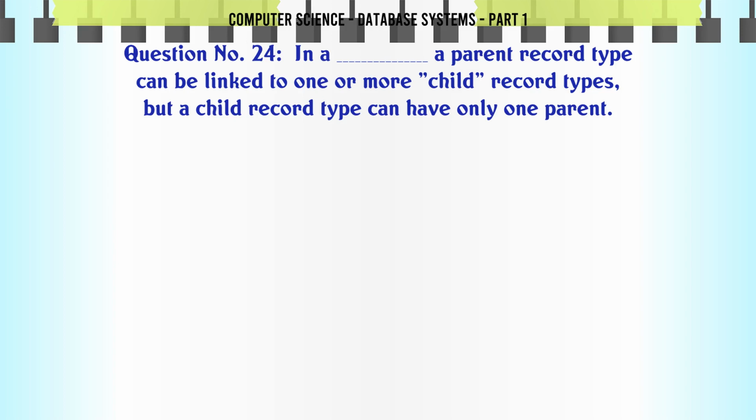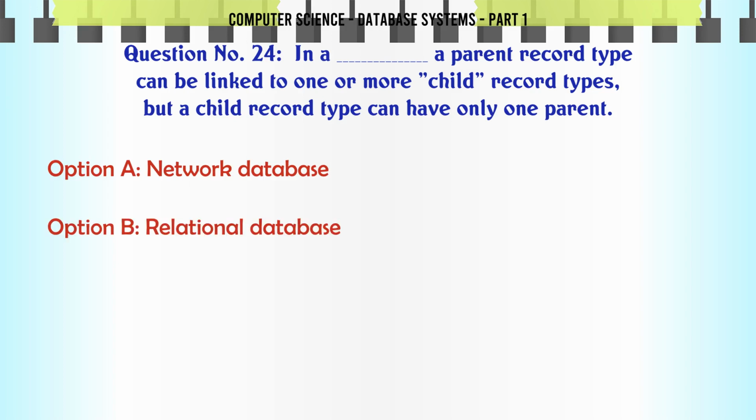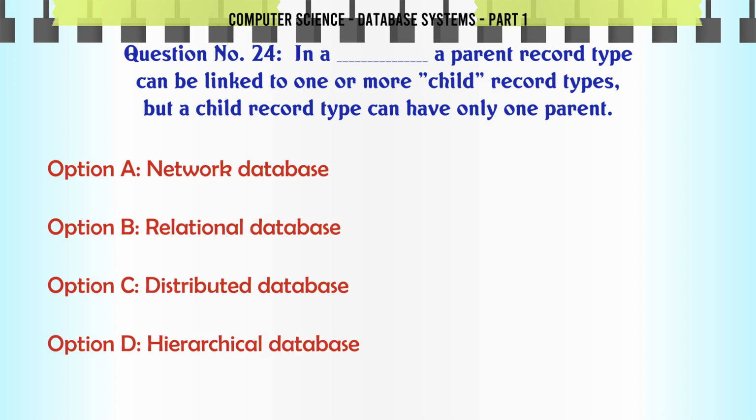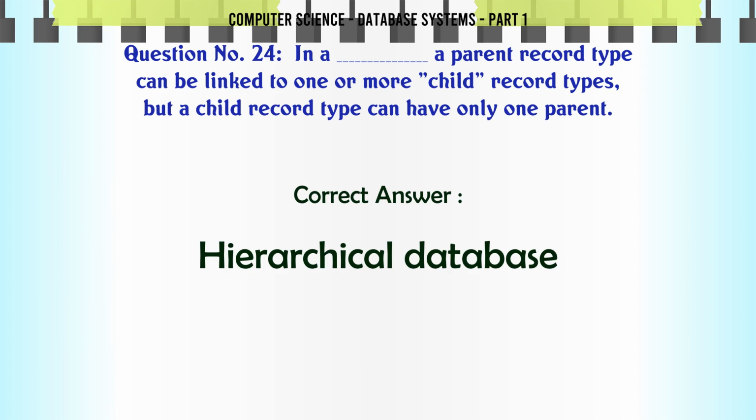In a underscore, a parent record type can be linked to one or more child record types, but a child record type can have only one parent. A. Network database. B. Relational database. C. Distributed database. D. Hierarchical database. The correct answer is hierarchical database.